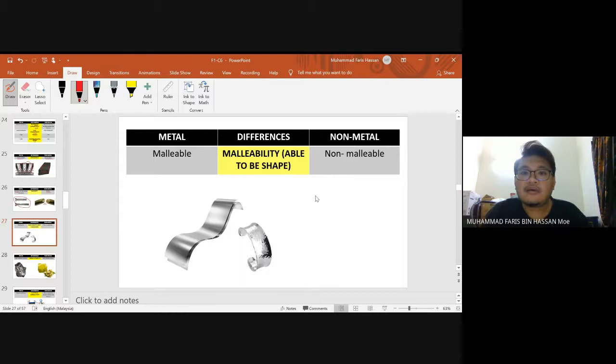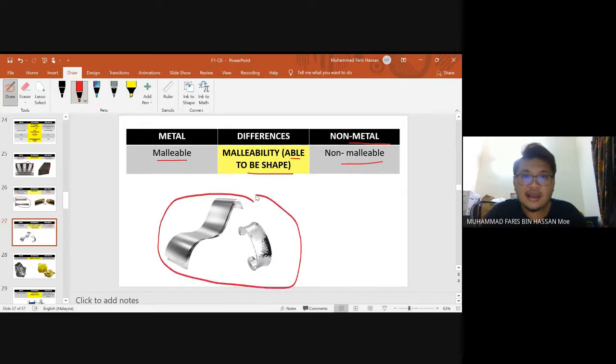Okay, the next difference is malleability, which means able to be shaped. Metal is malleable, but non-metal is non-malleable. So you can see in this picture that the metal is easily shaped compared to the non-metal elements.